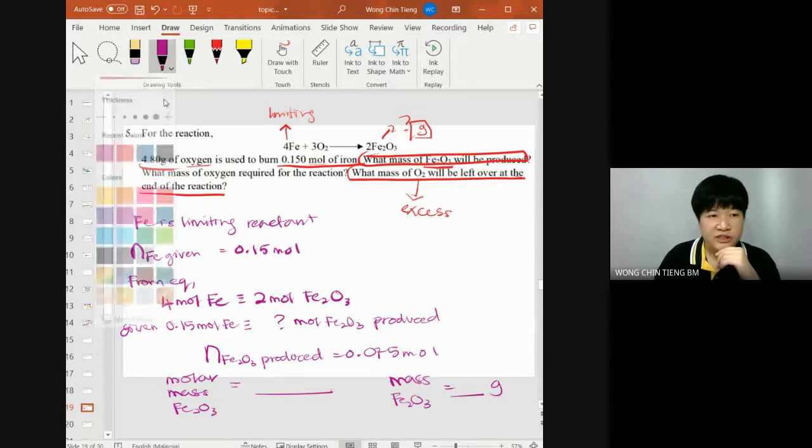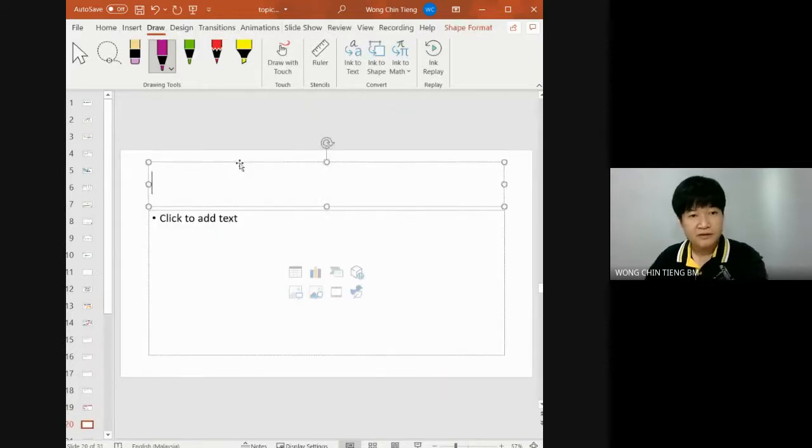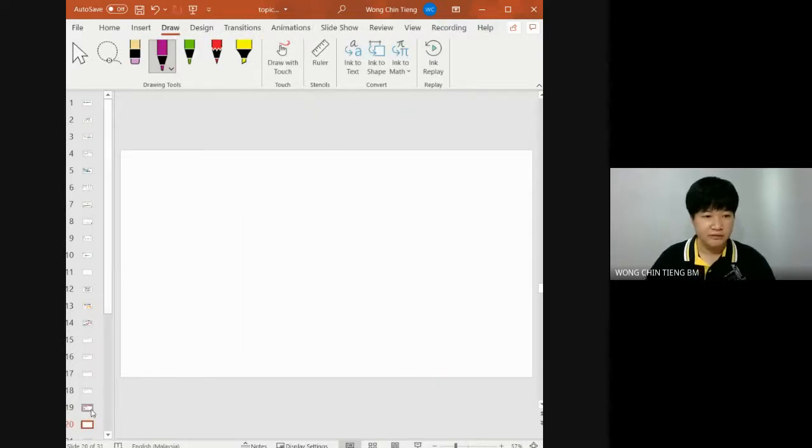Mass of oxygen required. What is the mass of oxygen required for the reaction, and what is the mass of O2 will be left over at the end of the reaction? So, kita akan cari dua-dua ni. Kita tahu oksigen adalah excess, therefore kita tahu oksigen kena lebih. So, how do we answer this? Simple. Still using your limiting, still using your equation.